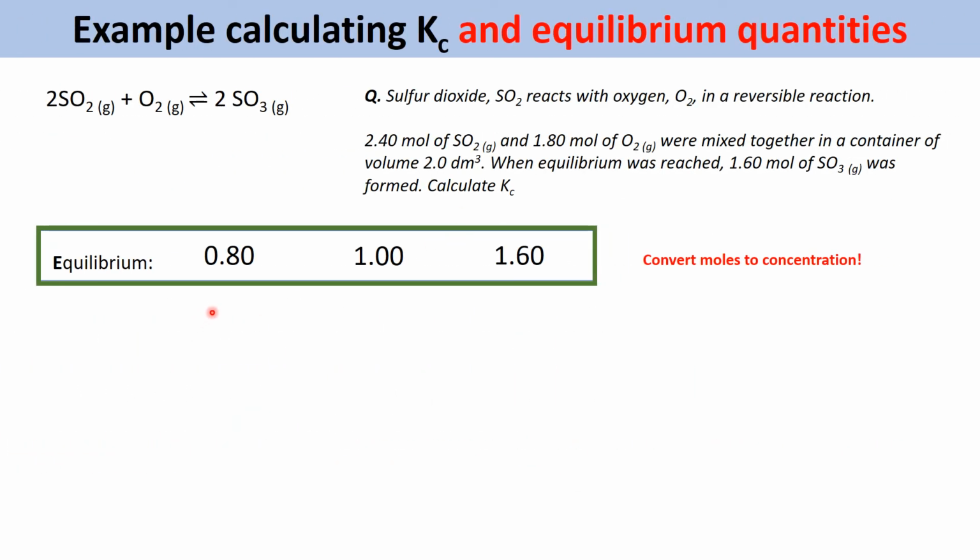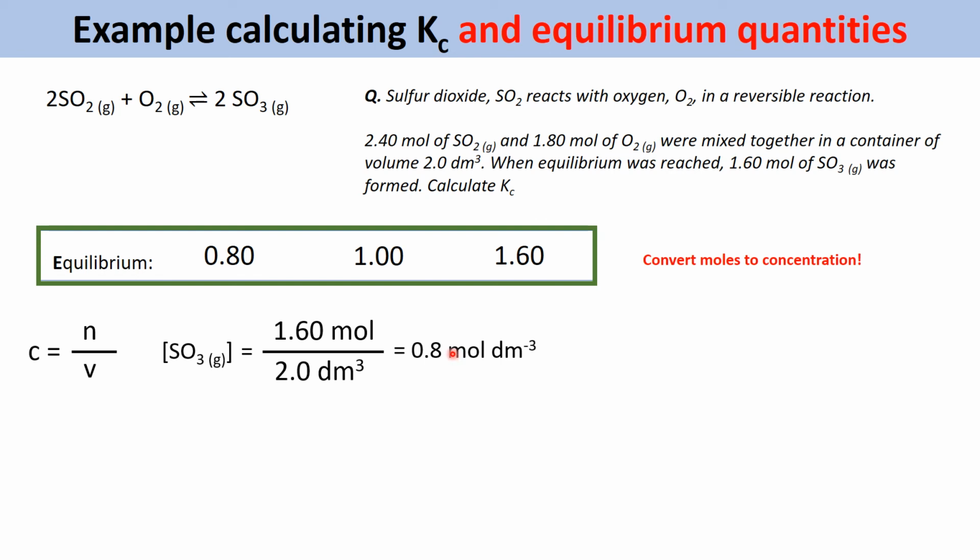So I've got my equilibrium moles of reactants and products that I've calculated using an ICE table. Now I need to convert those moles to concentrations to calculate Kc. I know that concentration is equal to number of moles divided by the volume, and I've got my volume right here. So SO3, let's start with the product. That was 1.6. 1.6 divided by 2, which was our volume, is equal to 0.8.